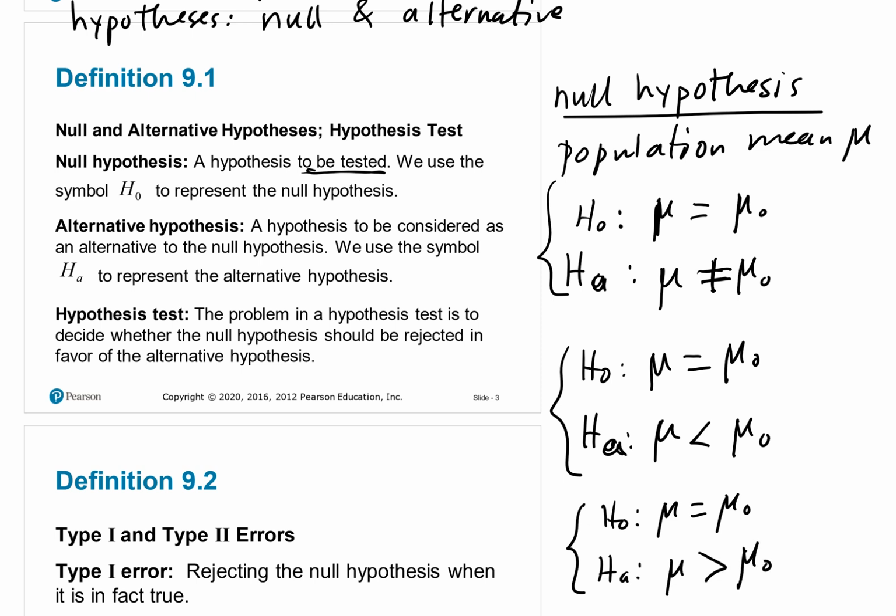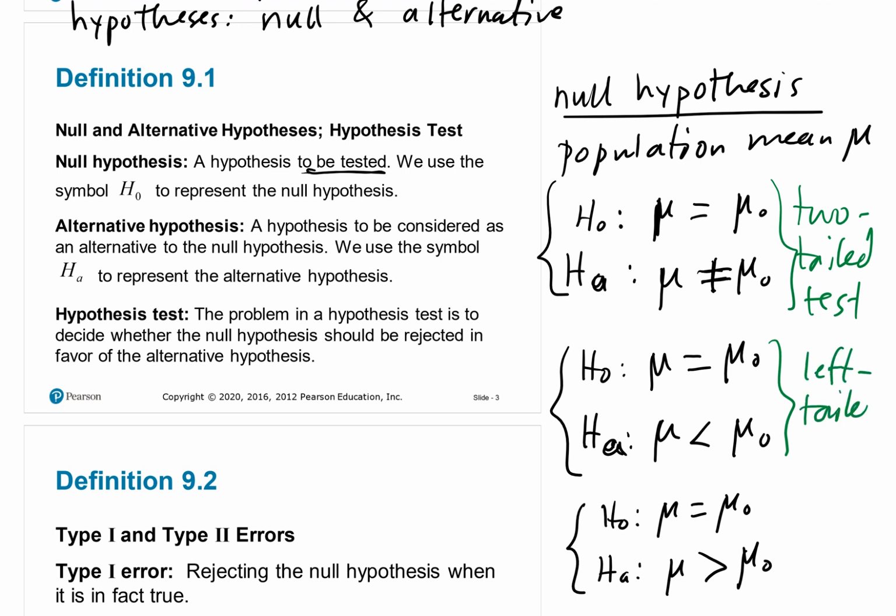In each case, these are meant for something. This is called a two-tailed test. This one, since it's less than, to the left, is a left tail test. Bigger than means a right tail test. Some people call the last two cases one-tail tests, so that's fine. You can call them this way or not.